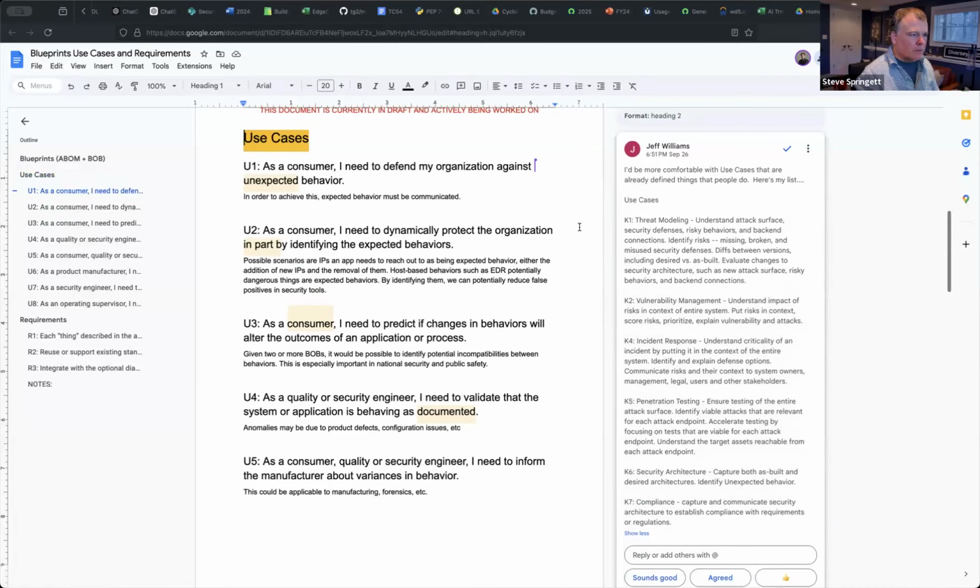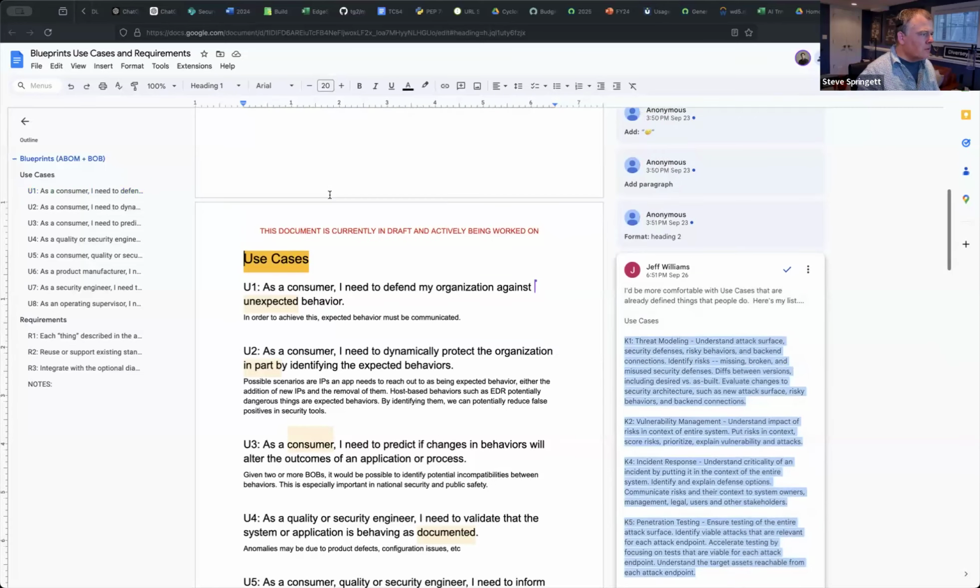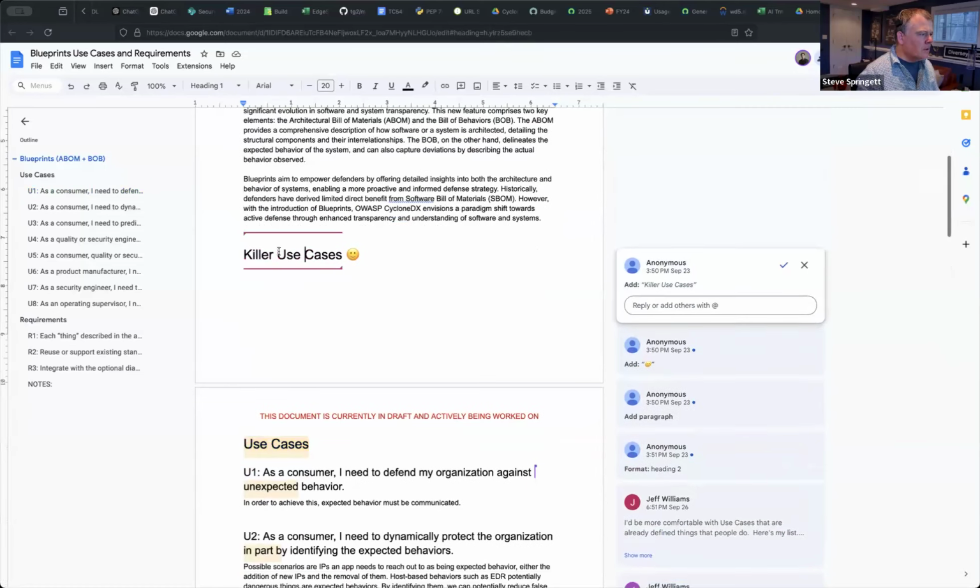So maybe what I'll do then is, did that copy or what did that do? Okay, hopefully it copied. So what I think I'll do then is put this in. What should I label this?